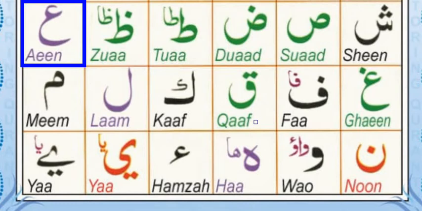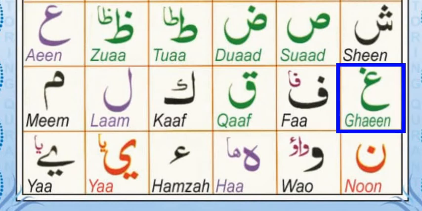Our first letter is Ain. Please remember, Ain has no dot and it comes from the middle of the throat. Now please repeat after me. Ain, Ain, Ain.